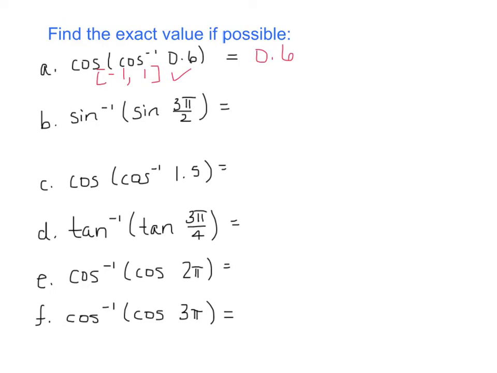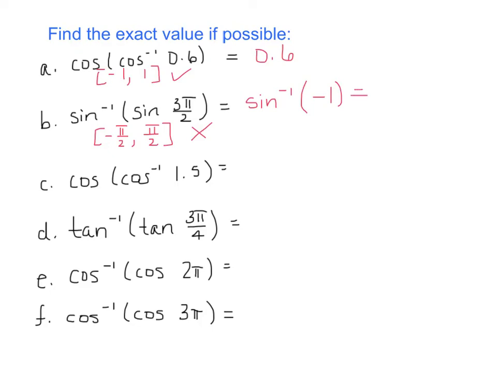When you're doing the inverse, the rule is it has to be between negative pi over 2 and pi over 2, which means it has to be in quadrant 1 or 4. 3 pi over 2 is not. So because of that, we have to actually evaluate. So we're going to evaluate sine of 3 pi over 2. And if you look on your unit circle, sine of 3 pi over 2 is negative 1.